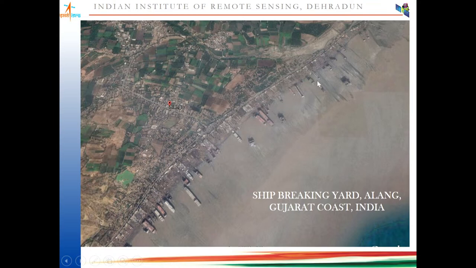So Alang, the area is that way. The water is getting polluted in the Alang area, because ship breaking, though a profitable business, is not good when coastal ecology is concerned.